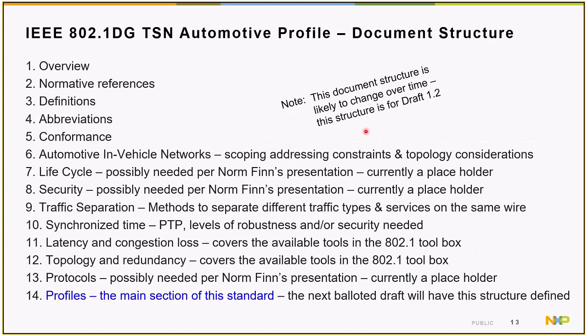So here's the document structure so far. And again, this is likely to change over time because this is only draft 1.2. You have your normal front material, and then you have scoping and addressing, life cycle. A lot of these are placeholders, and so we have to decide whether we keep these placeholders in. But you see a lot of other things, methods for separating traffic, PTP levels of robustness. The real interesting section, though, is going to be the profiles, the main section of the standard.